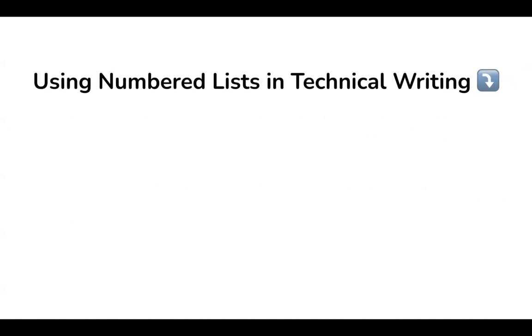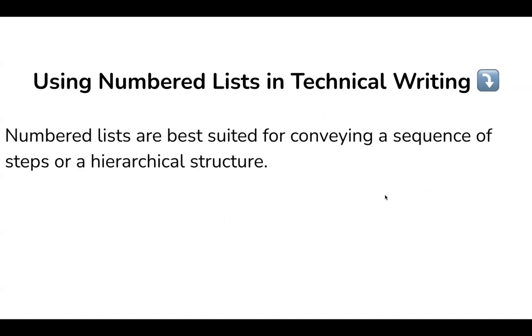So there are two types of lists, as you might have noticed from the things you've read. So numbered lists are best suited for conveying a sequence of steps or hierarchical structure, just as Mutiat explained to us on Monday when she was telling us about what she had read, right? So numbered lists are best suited for conveying a sequence of steps or hierarchical structure, right?